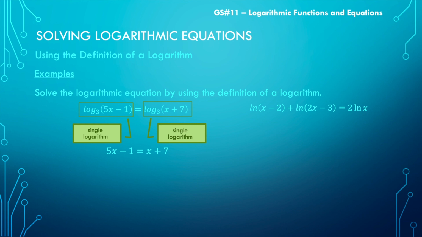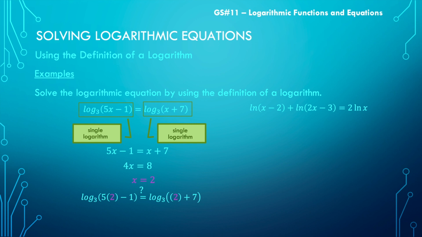So I want to go ahead and bring all my variables to one side and all my constants to the other, since what I have is a linear equation now. And I would end up with 4x is equal to 8, which would mean that when I divide through both sides by 4, I would get x equals 2. Now, just like any logarithmic equation, you must check and make sure that 2 actually satisfies the original equation. So go ahead and sub that in and let's see what we see.